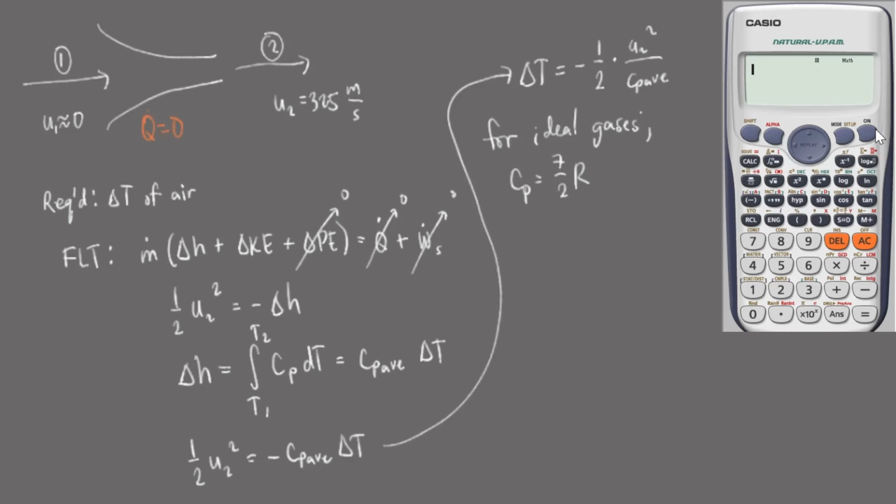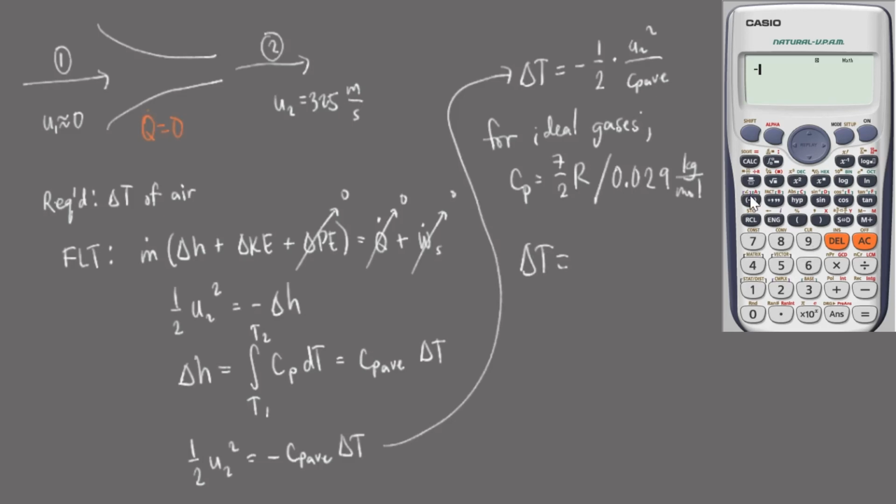We do have to convert the units of this because R is 8.314 joules per mole per Kelvin. We want to be substituting joules per kilogram per Kelvin. So for that, we have to divide this with the molecular weight of air in kilograms per mole. So that is 0.029 kilograms per mole. With that, we are ready to substitute and solve for delta T.